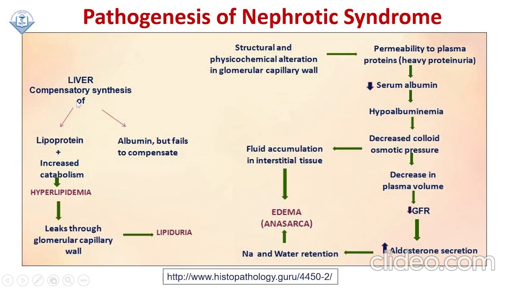In the liver, what has happened in the liver? In the liver we have compensatory synthesis of some substances like lipoproteins, which with increased catabolism give us the picture of hyperlipidemia.